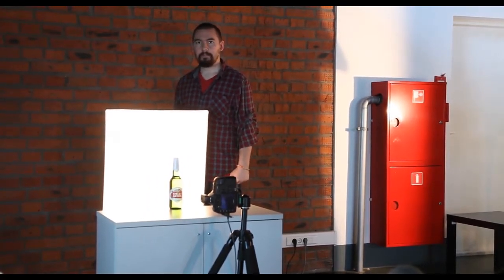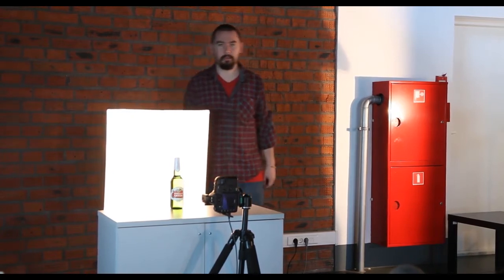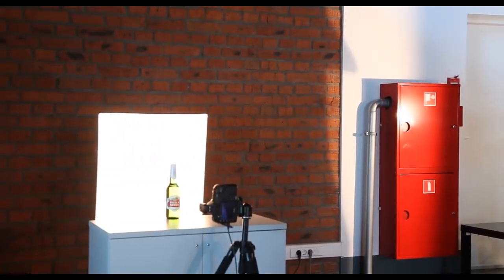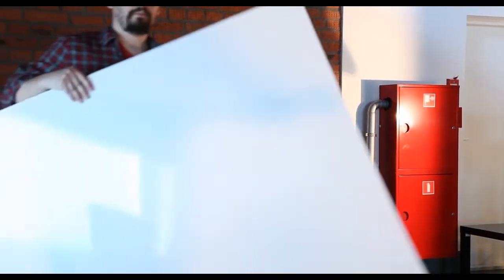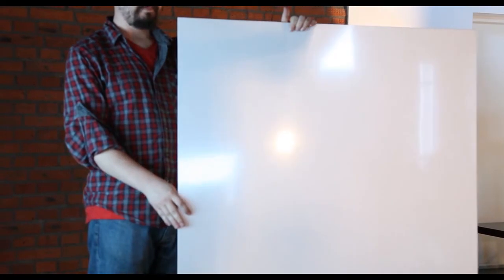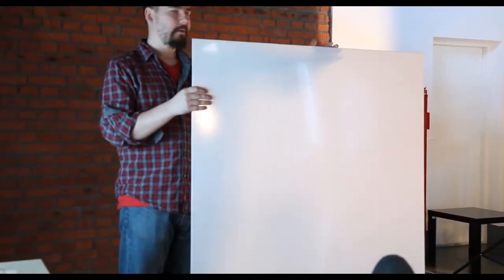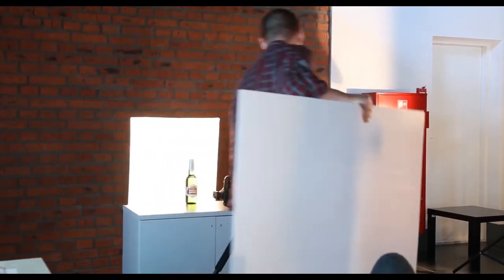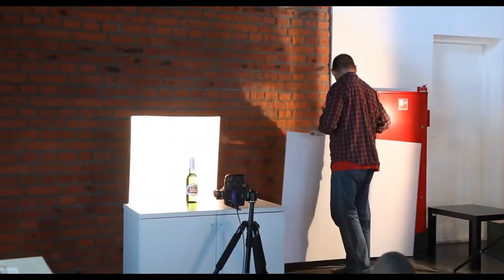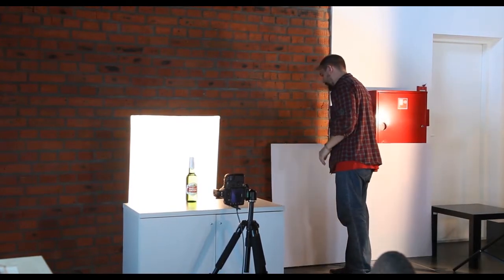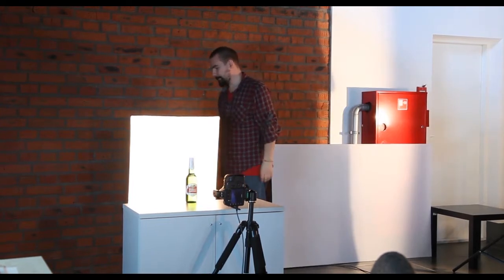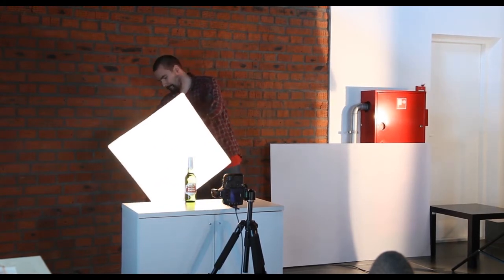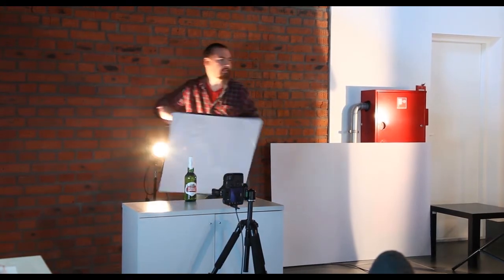So the first thing that you should do is to buy a milky plexiglass piece, as bigger is better, about this size would be enough. It's how much? 5 feet by 3, I guess, maybe meter by meter and a half. And what do you want to do with it is to put behind the bottle somehow and change softbox to a standard reflector. Let's try it now.